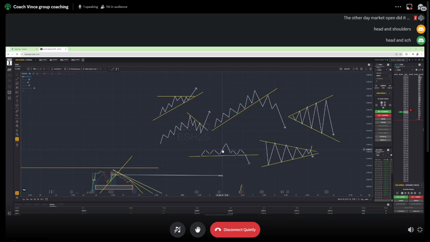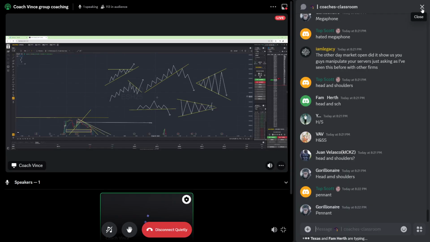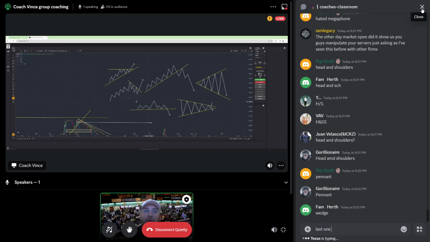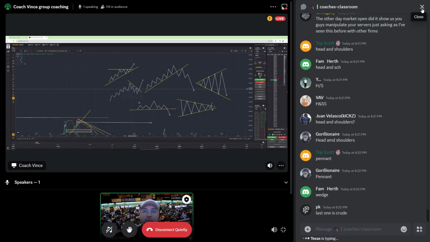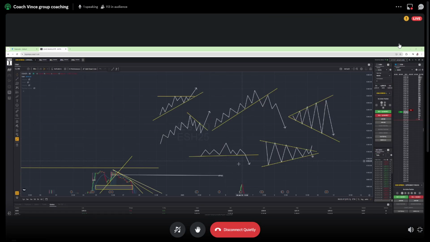What's this one here? Yes, Scott, head and shoulders. What's this one here? Pennant. Okay, very good. So these are probably the most common patterns, right? And then if you flip these over, you have the reverse of those, right? You'd have a bear flag if this was to the downside, inverse head and shoulders. All right. So these are the most common patterns.